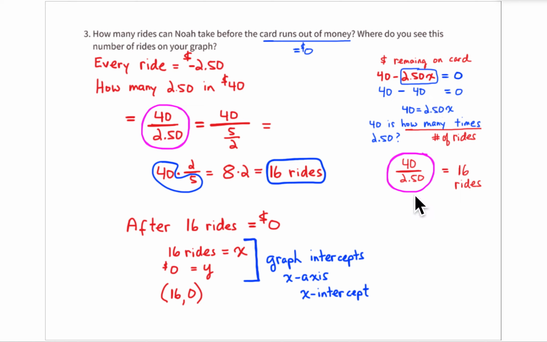Well, 40 divided by $2.50, again, is equal to 16 rides. That calculation is right here, equals 16 rides. So this is more the algebra, and this is the more just reasoning through. How many rides? Well, I have to divide the total number on the card by the amount per ride. And that's going to tell me how many rides.